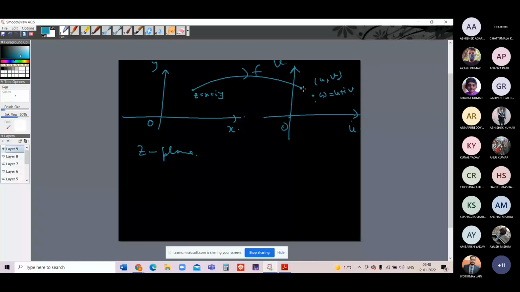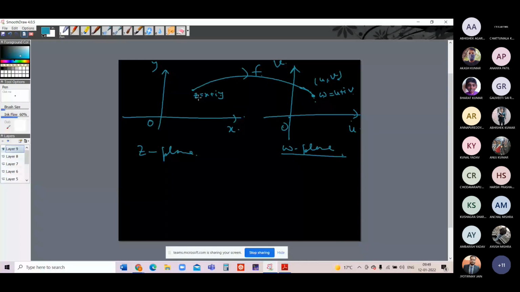And what will this do? Under f, the image of this f is w, so this plane is called the w plane. This plane is called the z plane, and this is called the w plane. So what does f do? It maps every z here to a w.